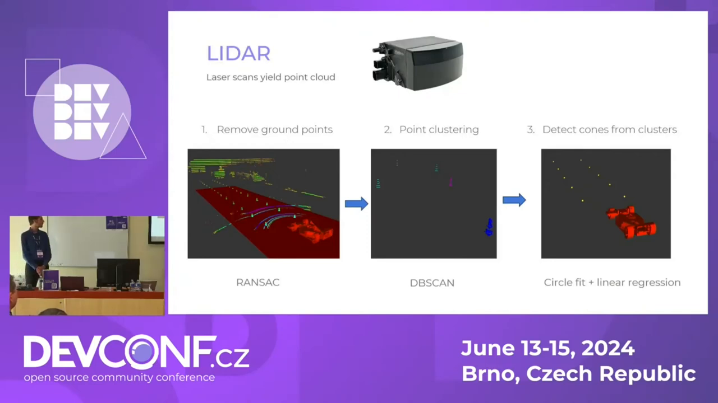Then we do point clustering, which means all the potential cones get clustered by using the DBSCAN algorithm, which is a classic spatial clustering. And then we need to detect whether the clusters are cones or some other object, for example, a fire extinguisher or something.